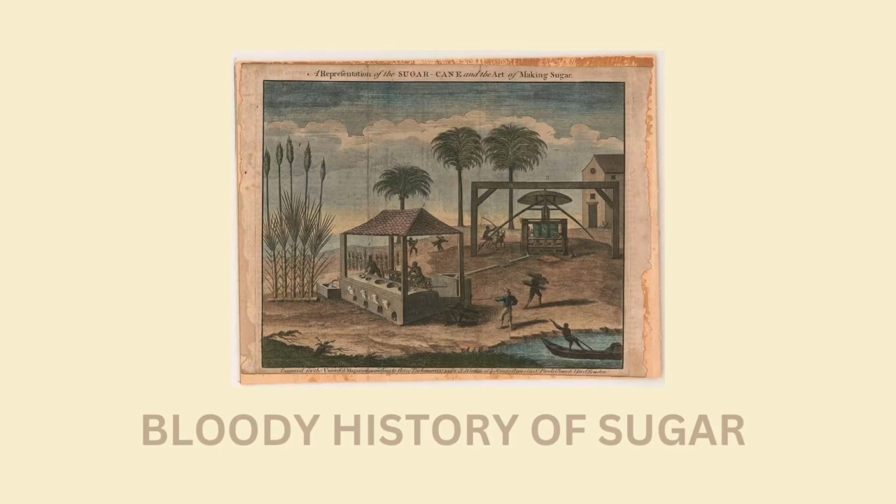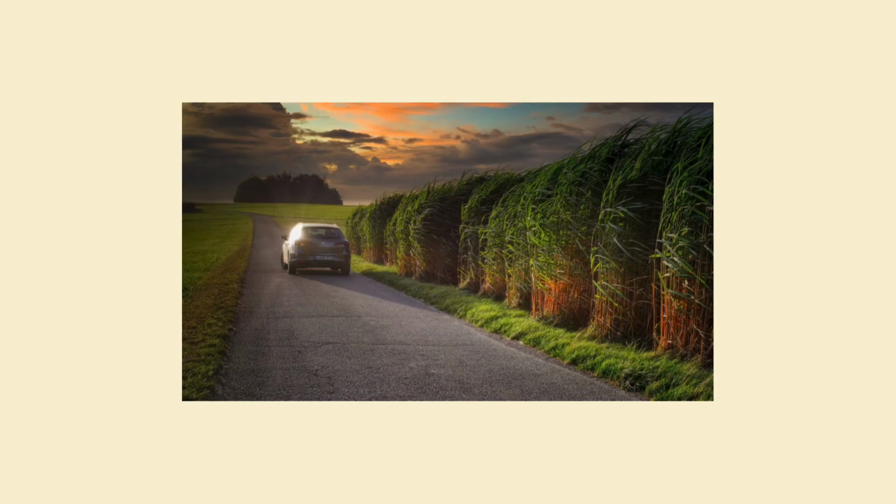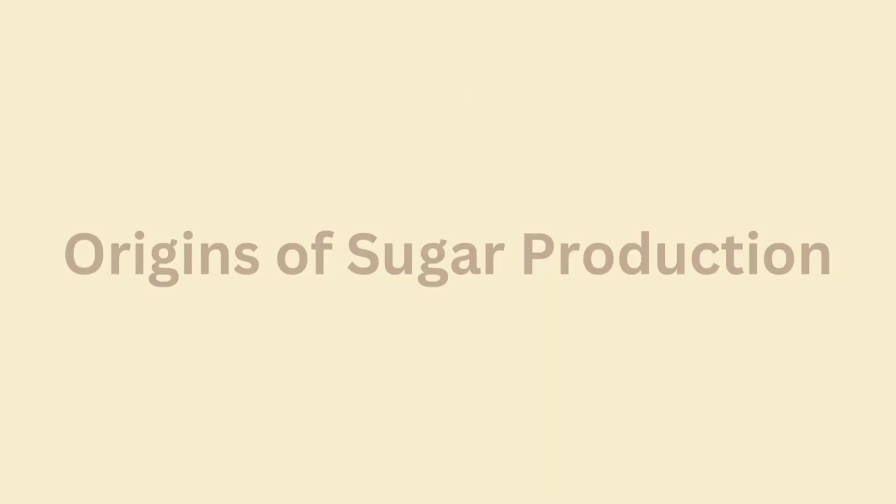The Bloody History of Sugar. Introduction. The history of sugar is a tale not just of sweetness but also of exploitation and suffering. Rising significantly in demand in the 16th century, sugar's production led to the establishment of brutal labor systems, particularly in the Caribbean and Americas. This podcast explores the dark side of sugar's history, examining the economic, social, and human costs of its production.